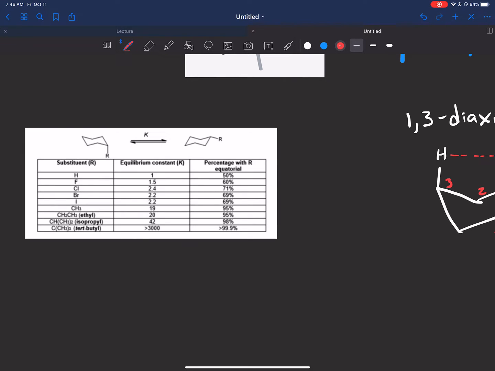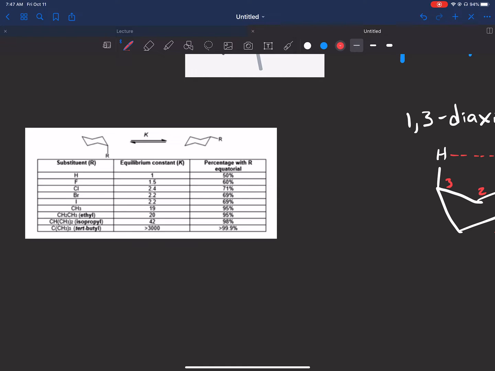So K, the equilibrium constant, you guys saw that in Gen Chem, but all it means is the larger your equilibrium constant, the more you will be to the right. So the more there will be of this than this. All right? And it also says here percentage with R as equatorial. So that can help you if you're shaky on K. And so it lists a bunch of substituents, and it tells you the favorability of that substituent to being equatorial versus axial. So if we look at hydrogen, the percentage with that hydrogen as equatorial is 50%. So it doesn't really care whether it's axial or equatorial, right?